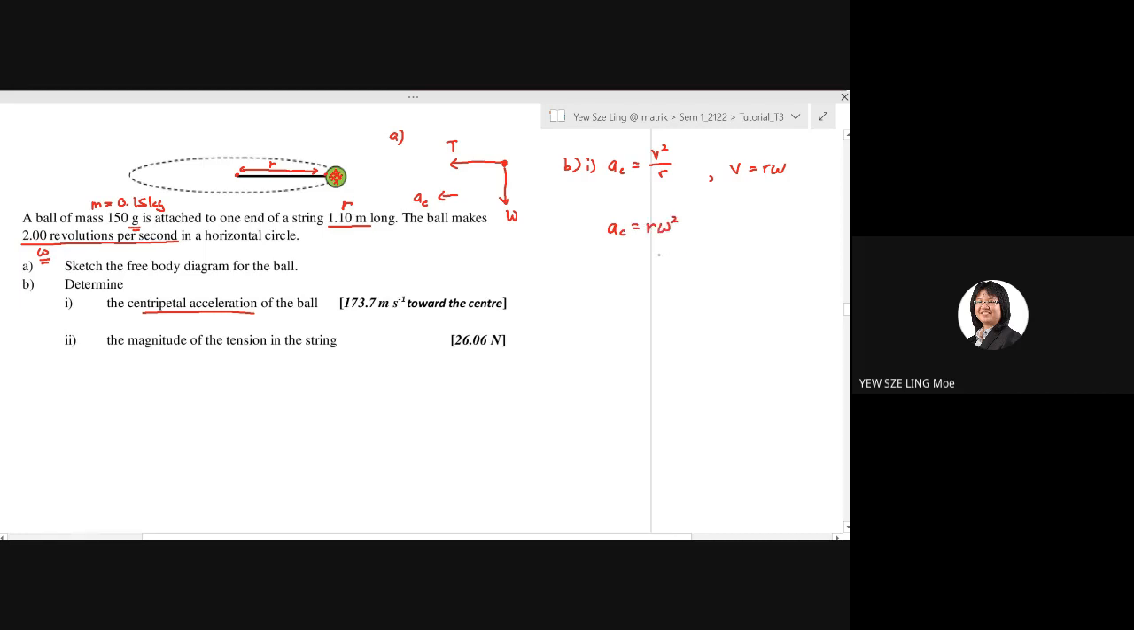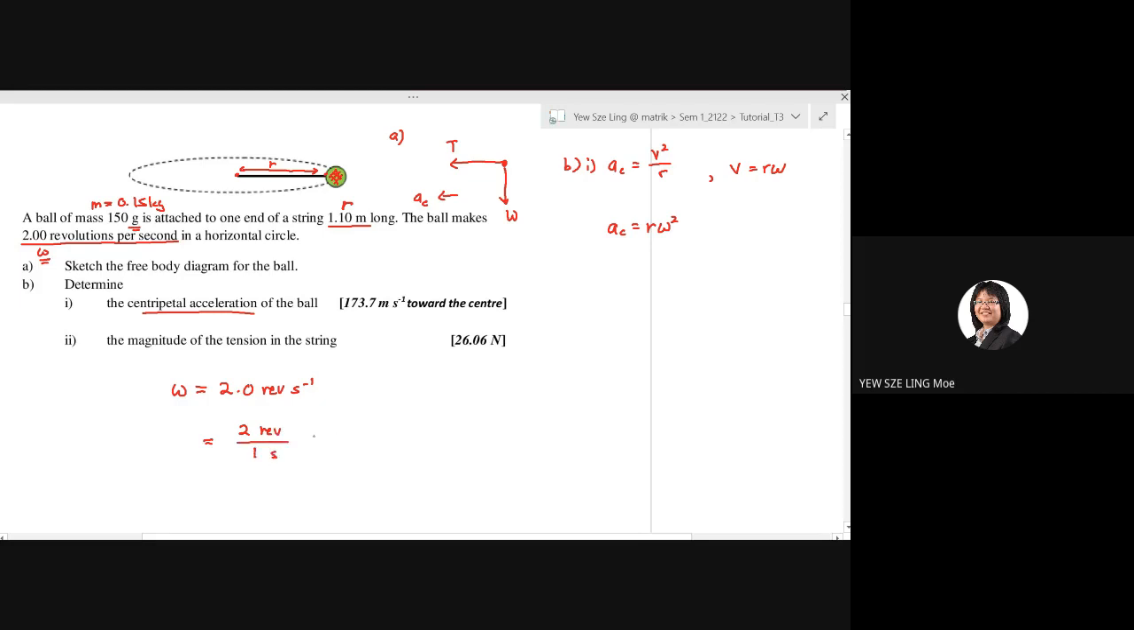But then we got one more problem. 2 revolutions per second is not an SI unit. So what are we going to do? We want to convert the unit. So omega equals 2.0 revolutions per second. We want to transform it. Let's make it into fraction form first. It is 2 revolutions over 1 second.